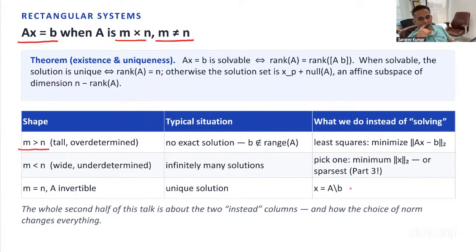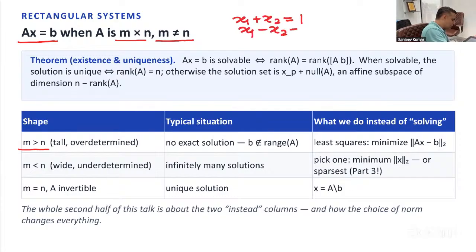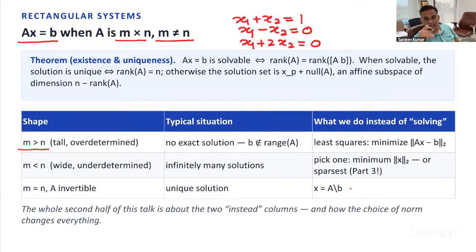In this case, what will happen? It may happen there is no exact solution, because if I say x1 plus x2 equals to 1, second equation I am writing x1 minus x2 equals to 0, and third equation I am writing x1 plus 2x2 equals to 0. So now these are three equations, two unknowns, and this particular thing doesn't have an exact solution.